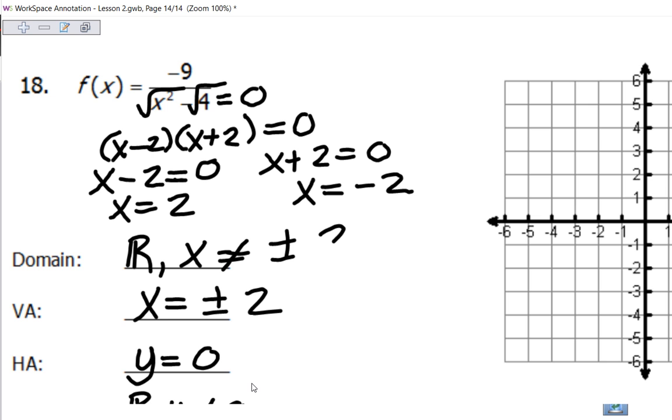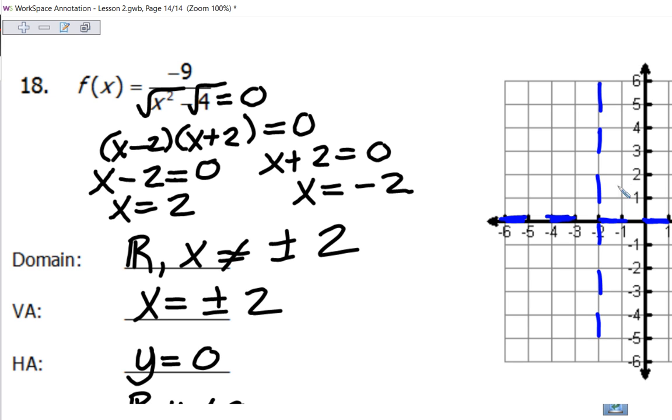So the domain is going to be all real numbers, except x cannot equal plus or minus 2. Now when you graph these, graph the asymptotes first. So graph your two vertical asymptotes through positive and negative 2. And the horizontal asymptote is at 0. Now this one's complicated. Why is this one complicated? We have 3 asymptotes, so this one is complicated.